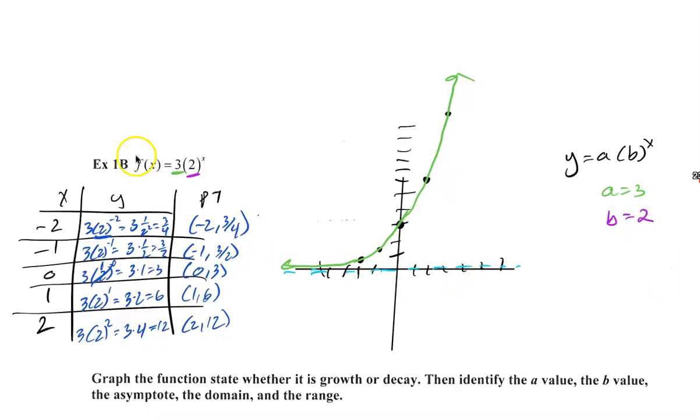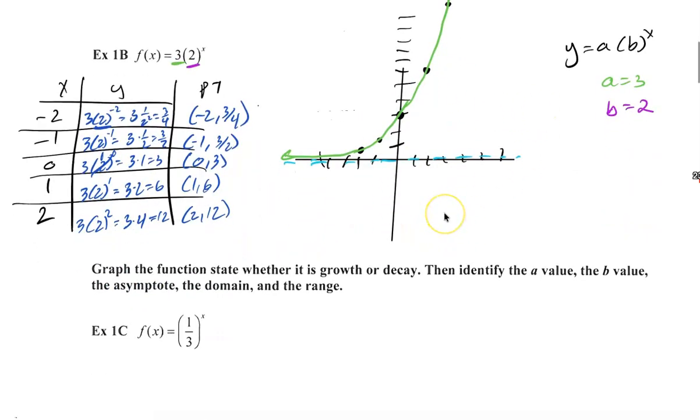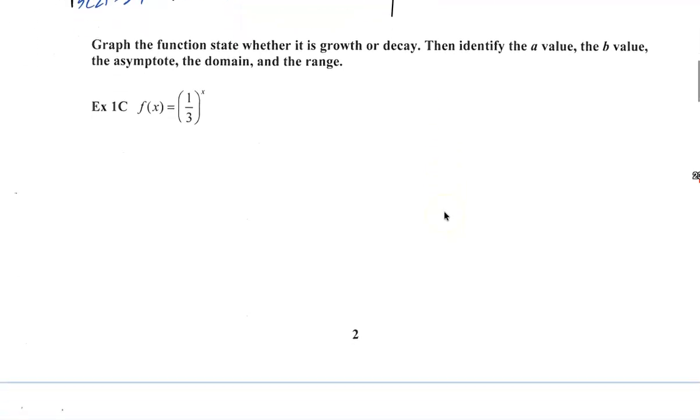And it's always at 0 because our power can never be negative. No matter what power you put, it's never going to be negative. It just gets smaller and smaller. But that's what our graph looks like. Okay, so we did a couple growth ones. Let's do a decay one.